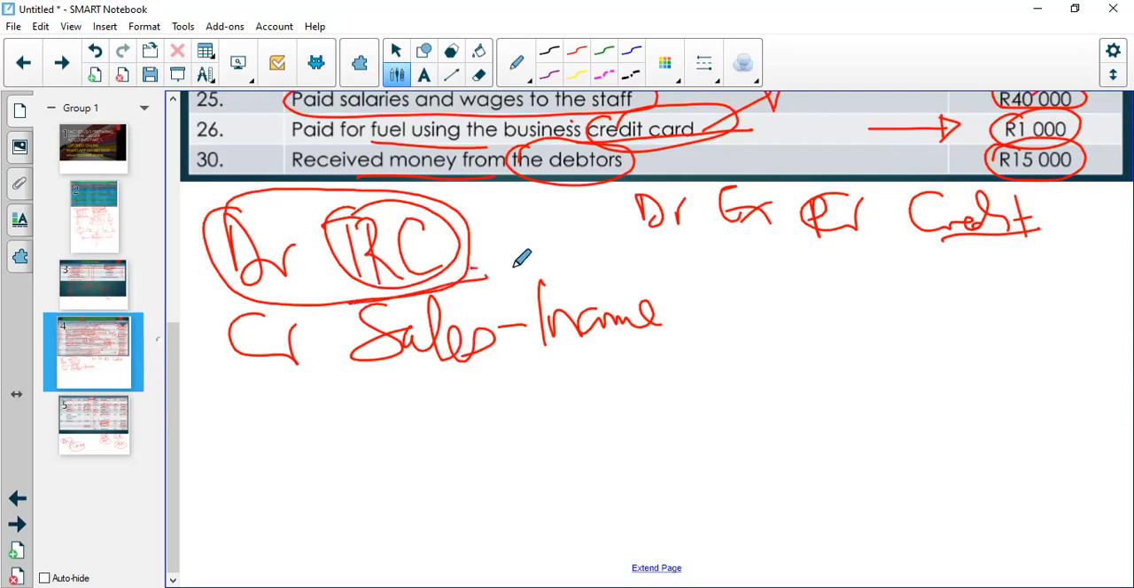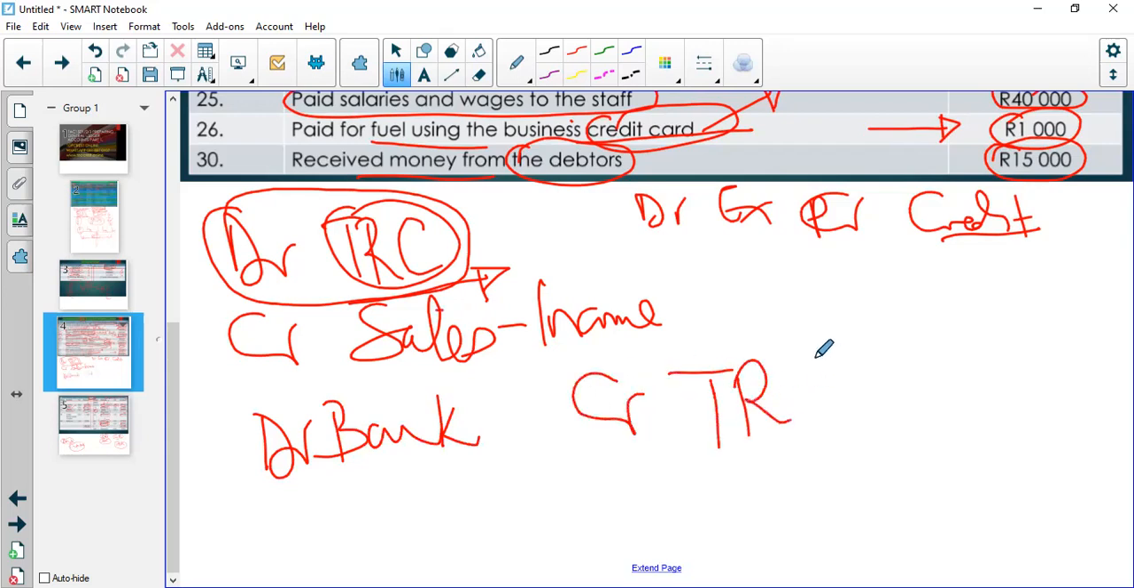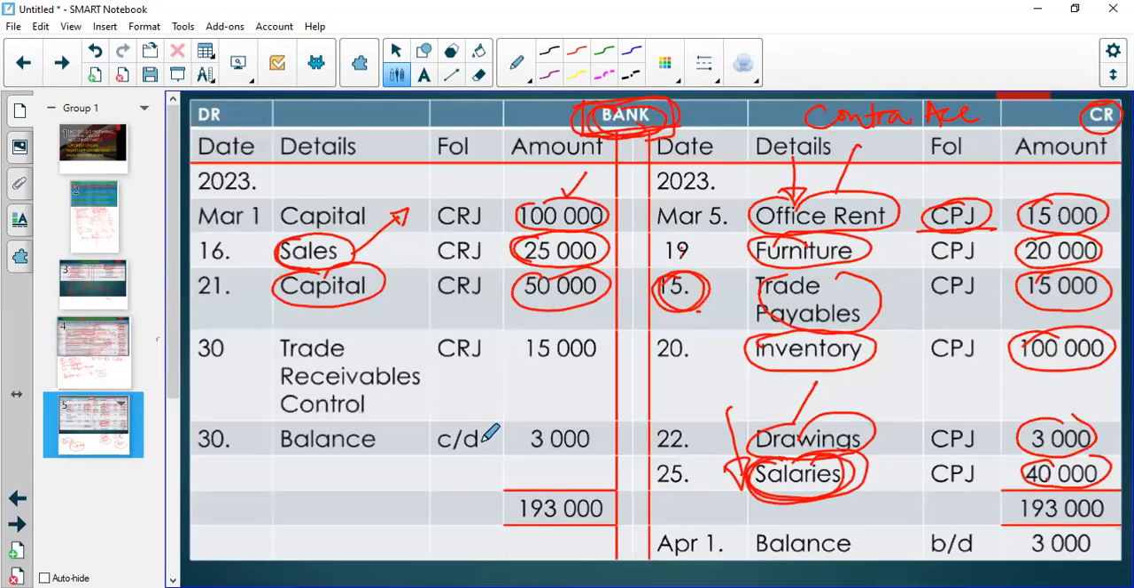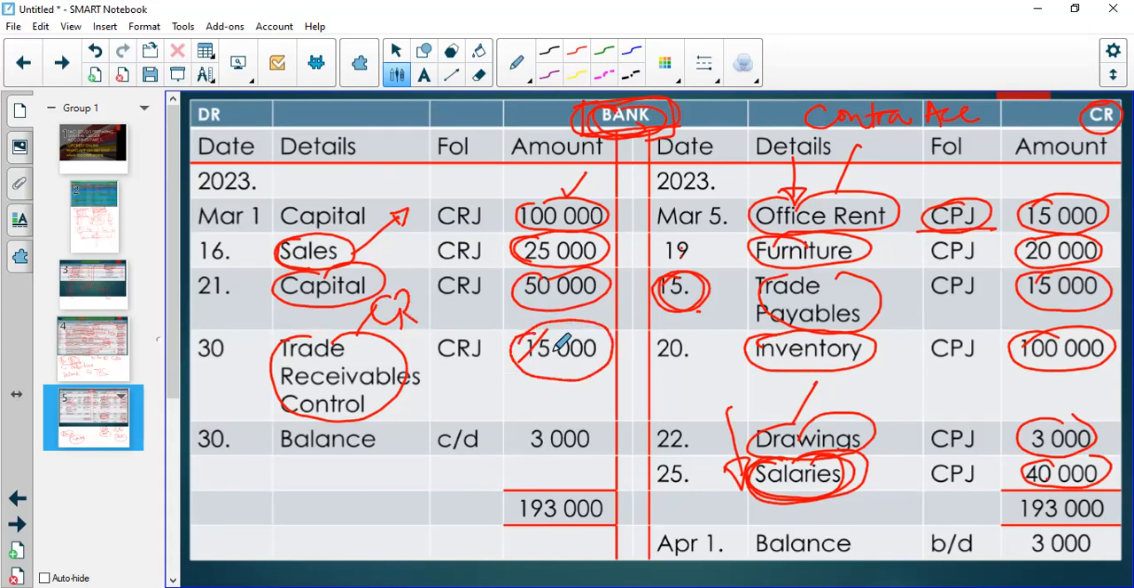So our debtors are actually decreasing. It's an asset that has decreased. So we're going to debit bank because we have received cash. But we're going to credit trade receivables because they are reducing there. As they pay, their amounts reduce. So we come here and say trade receivables control is the account that was credited as we debited bank account because we received this 15,000. Now, these are all the transactions that we had.